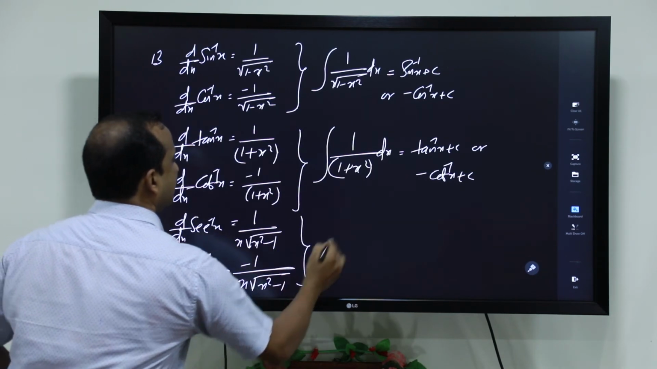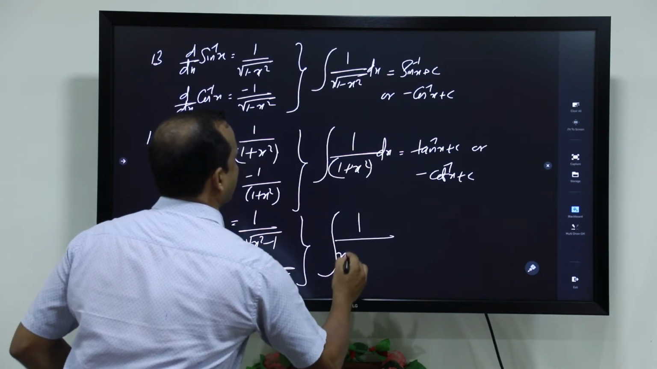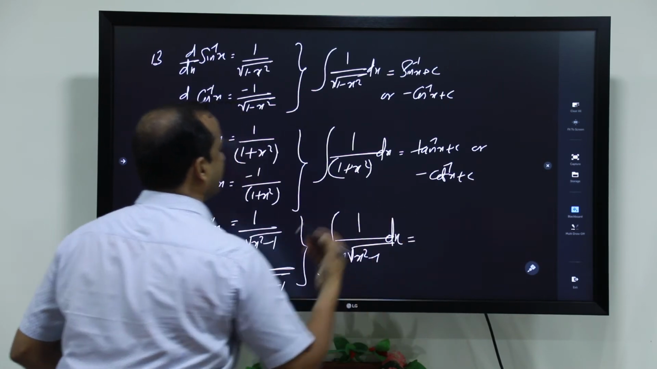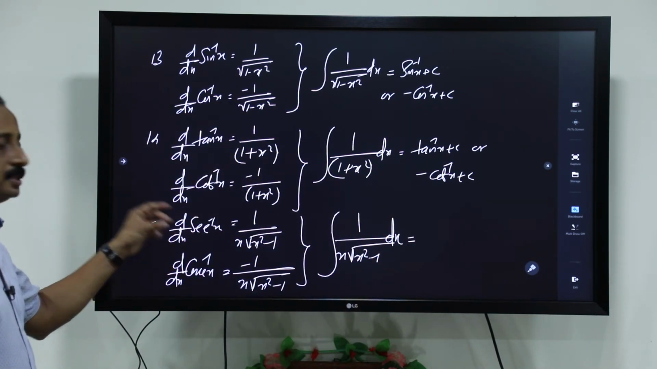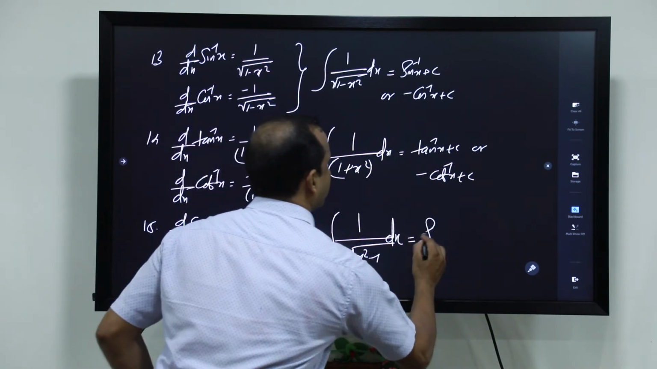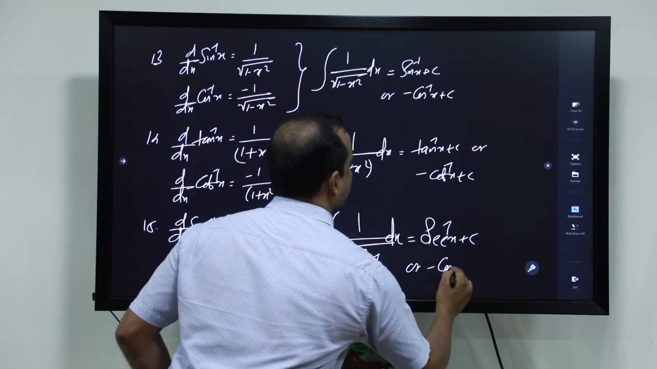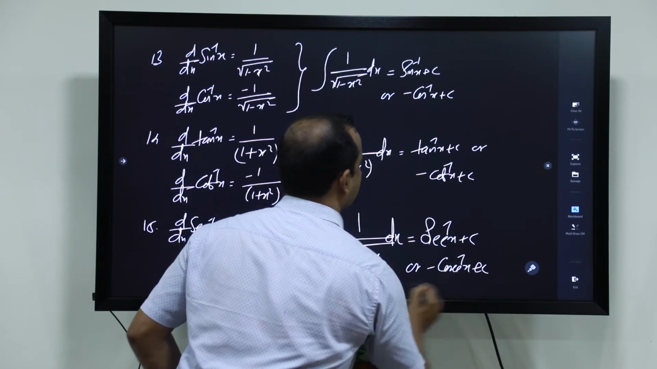In these two cases, integral of 1 by x into root of x square minus 1 into dx is equal to, we get answer sec inverse x plus c or minus cosec inverse x plus c.